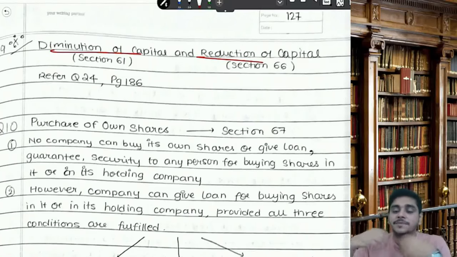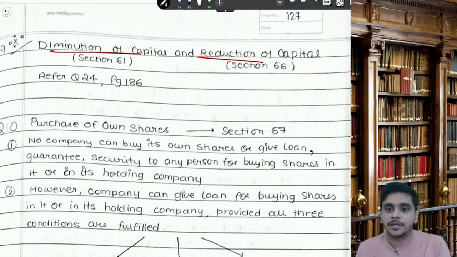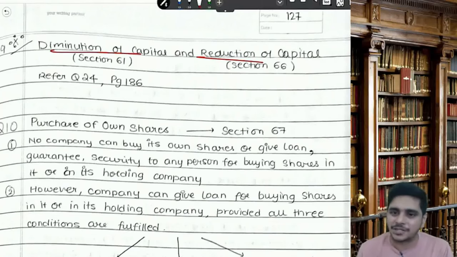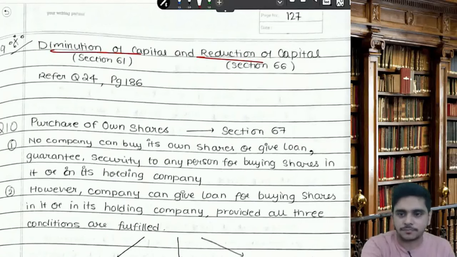If you are cancelling your subscribed capital and the market is getting affected, it is reduction of capital. In both, tribunal approval is required. For one, OR is required. For the other one, SR is required. Clear? Okay, this I have to read from the book.